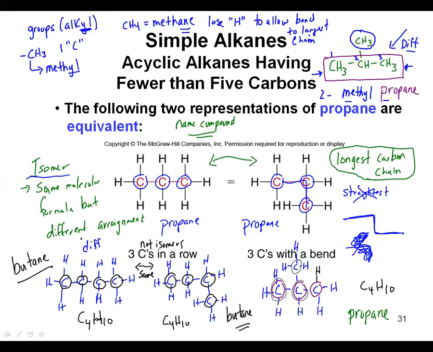And although they have the same molecular formula and a different connectivity and a different name, that means that they are isomers of each other. So this guy over here, which is methyl propane, this guy and this guy are isomers of each other. This guy in the middle is the same as this guy, not an isomer.